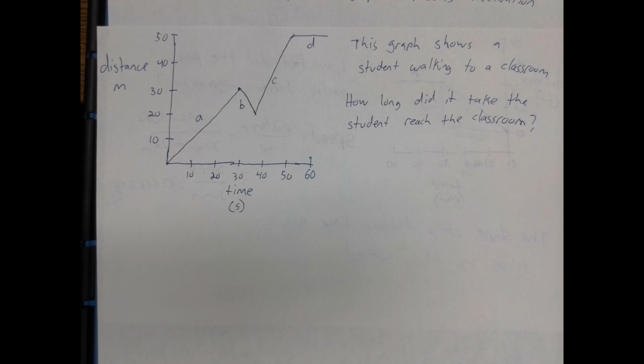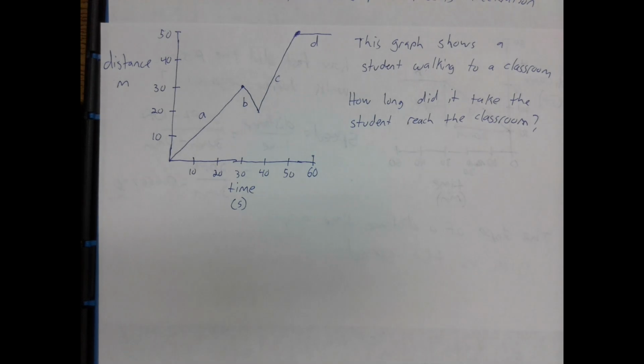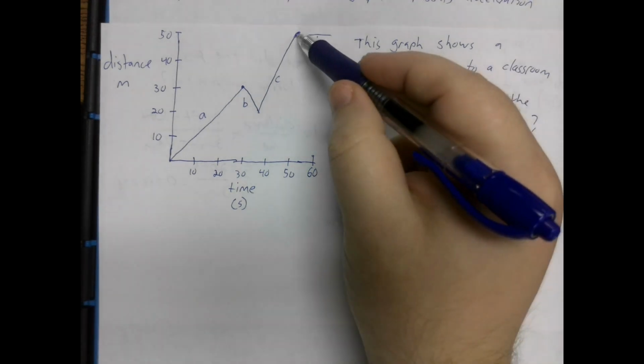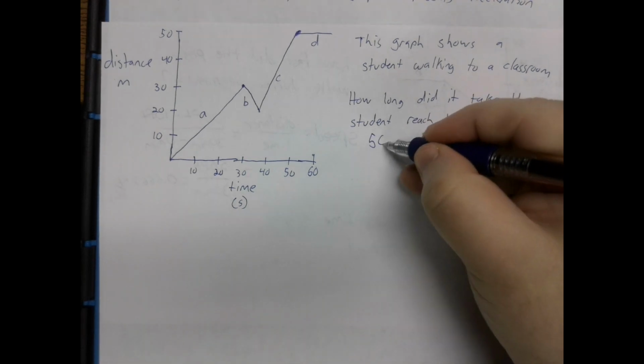So this graph is representing them walking toward the classroom. 50 seconds. Is it 50 or 60? So they stopped moving at this point right here. So we assume when they stopped moving, that's when they reached the classroom. So it would be 50 seconds.